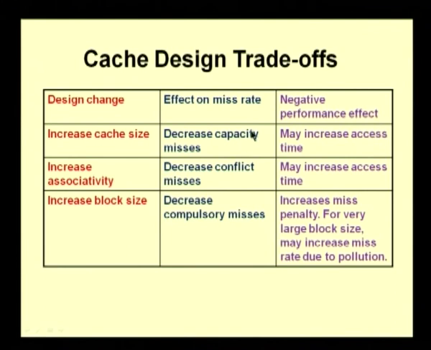So, we actually have one mechanism by which we can try to decrease each of these different misses: capacity miss, conflict miss and the compulsory miss. But what is the negative effect of increasing the block size? Increasing the block size will increase the miss penalty. Now, why will that happen? Why will it increase the miss penalty?